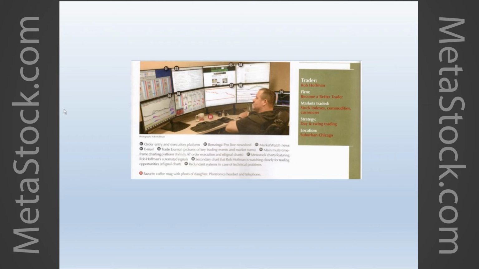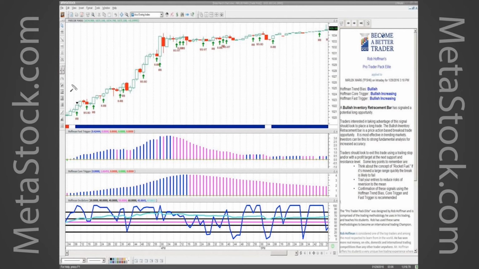So for those of you that struggle, like, Rob, what's an inventory retracement bar? Is there enough of a trend? Does this qualify? Is it too much of a trend? Is it not enough trend? What qualifies there, Rob? What I've done is I've automated that into the trading signals for Metastock for you. Here's yesterday's close in one of my favorite markets that I like to trade, and here was an IRB, and here's the write-up at the time of that.